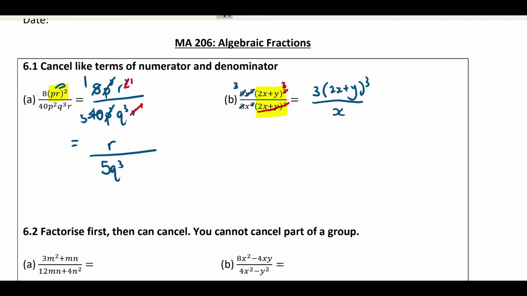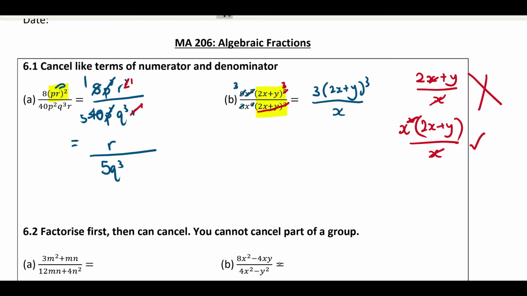Very big misconception is students say that, okay, let's say I have something like 2x plus y over x. Oh, this x and this x can cancel. No, never ever do that, because 2x plus y is one group by itself. So you cannot cancel, take away part of the group, which is the x, unless you have something like x squared, then this x and this x can cancel, because this is a multiple. 2x plus y is one whole group. This way you can cancel with this x. But you cannot cancel this x and this x, no way.